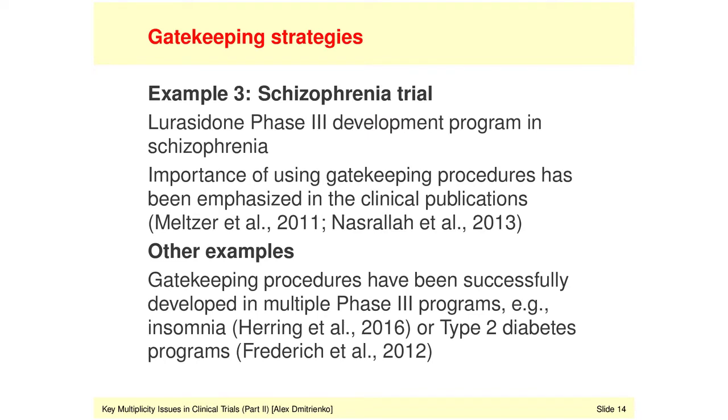There are numerous examples of successful applications of gatekeeping strategies in confirmatory clinical trials. One of my favorite examples is the use of powerful Hommel and Hochberg-based gatekeeping procedures in the lurasidone phase 3 development program in schizophrenia. In fact, example 3 that was introduced in Module A is actually based on one of the confirmatory trials from this program.